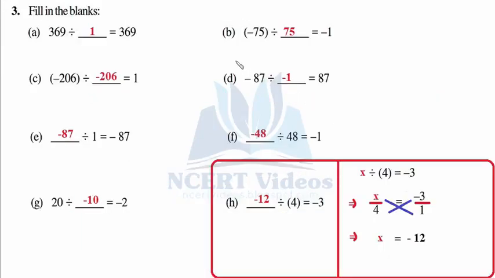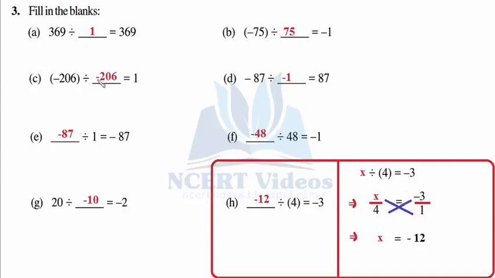Question 3, fill in the blanks. So again we had done this type of question previously as well. So what should be here in order to get 369? So if we divide it by 1, we get the same number, therefore 369. B part. Now here first we have to look at the output, it is 1. Then how can 1 come? If we divide this number by itself, therefore 75, and here the sign was negative, therefore only one thing should be negative. If we put it negative then it will become plus, but it is not here, therefore we take plus 75.